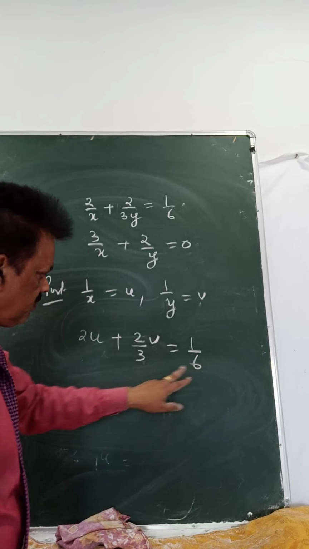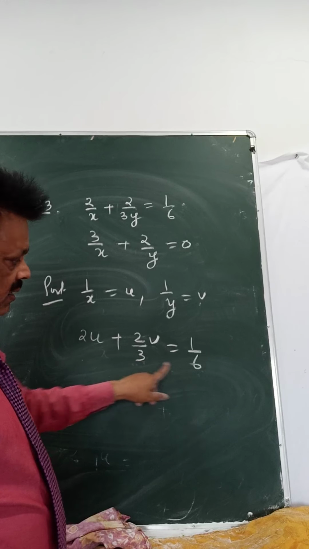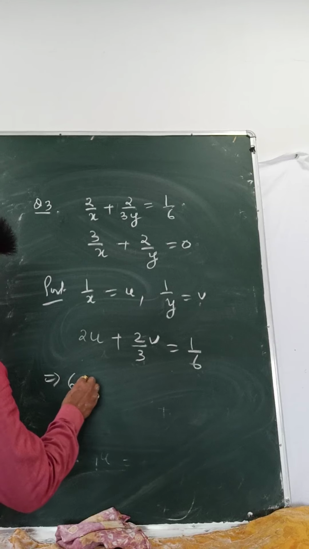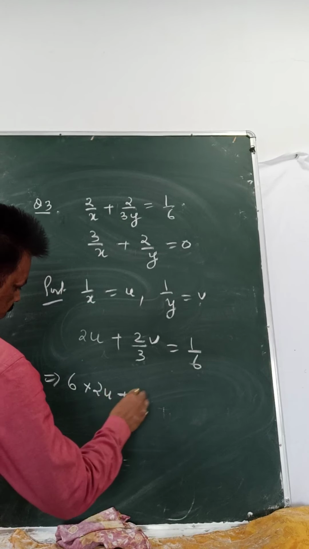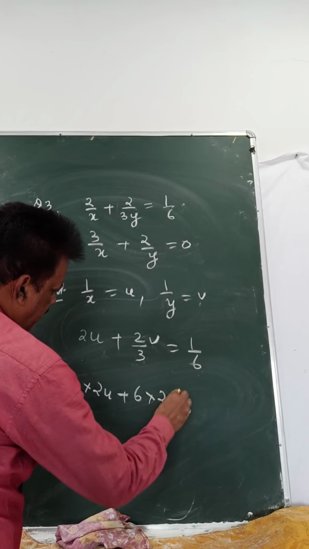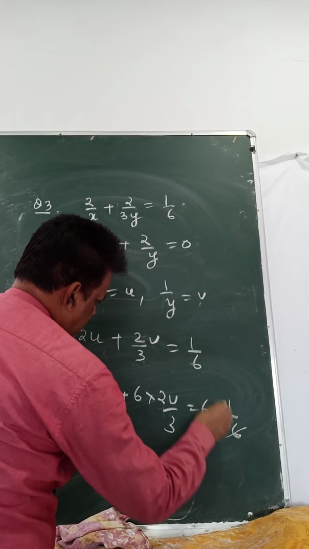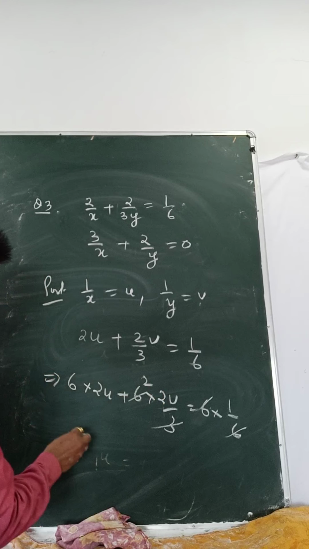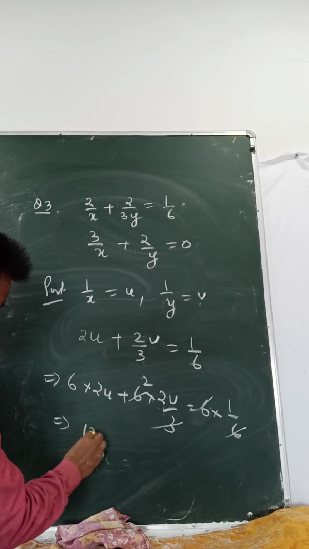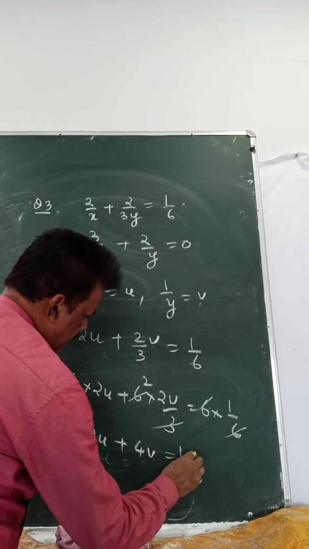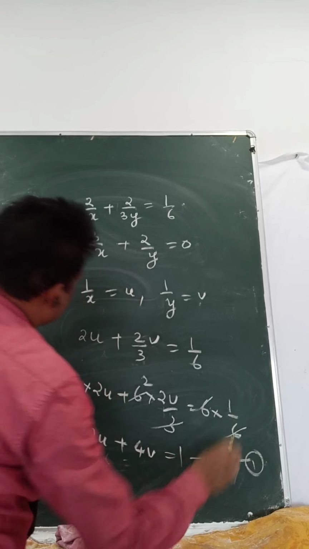Take the LCM, because now it is a constant. Multiply here. You will get 6 into 2u, 6 into 2v by 3, 6 into 1 upon 6. 6 cancels, this is 2. This is 12u plus 4v equals 1. So you got here the first equation.